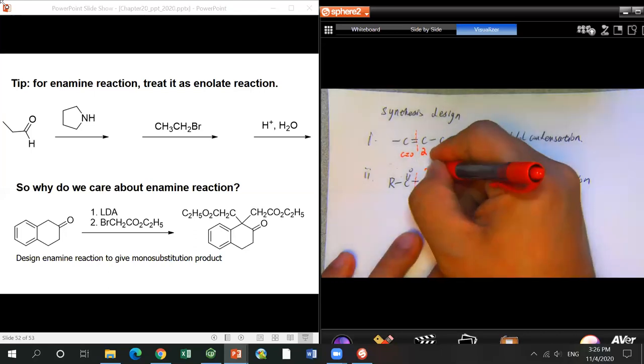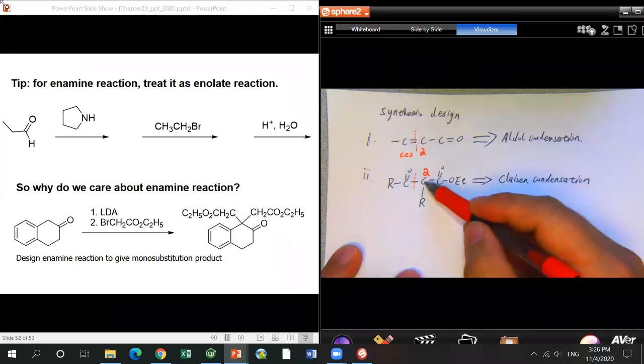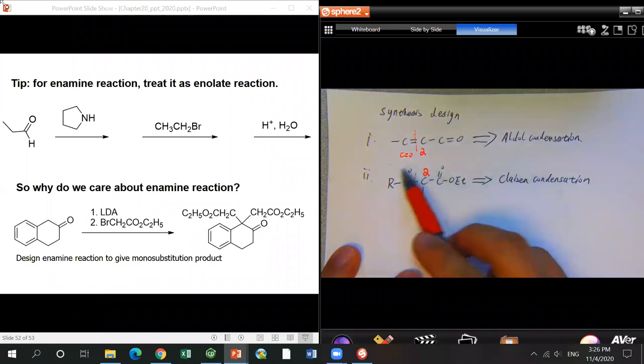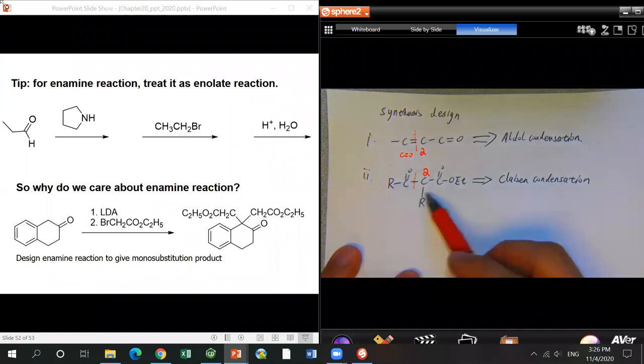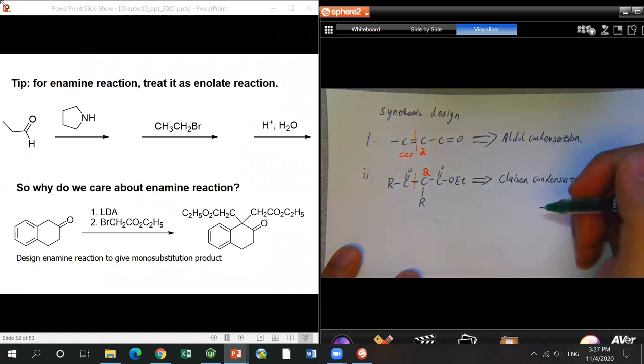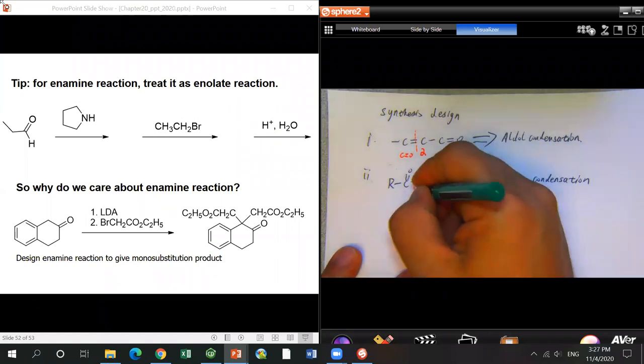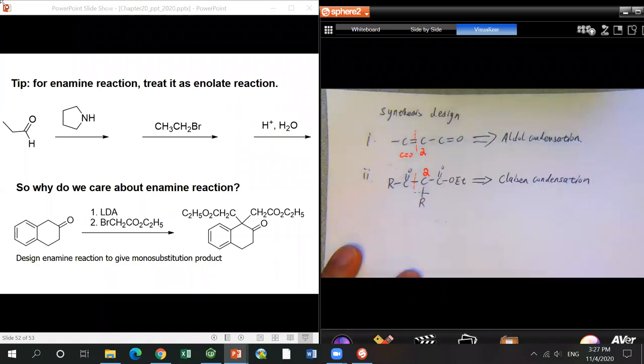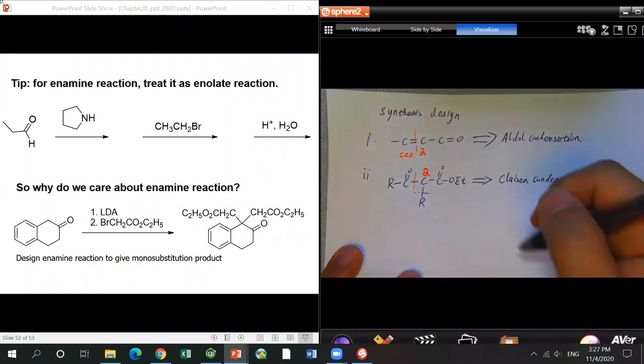That's the original bond formation position, and that's the original alpha carbon. The alpha carbon attacks another ester with cleavage of the OR group, and you build a bond between the alpha carbon and the carbonyl carbon. That's the Claisen condensation. Second, we can do the alkylation, which is what we learned with the acetoacetate ester. So we start with the acetoacetate ester and do the alkylation.